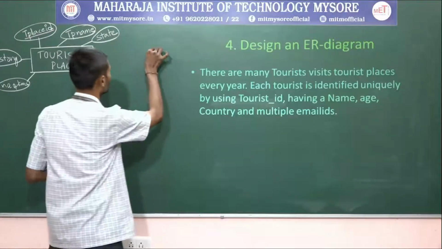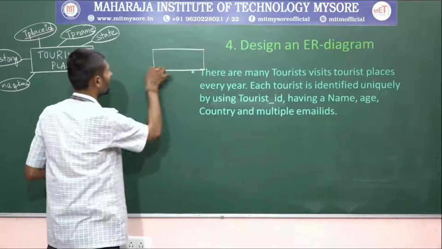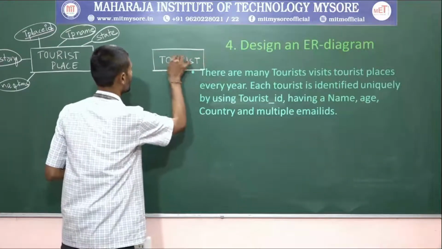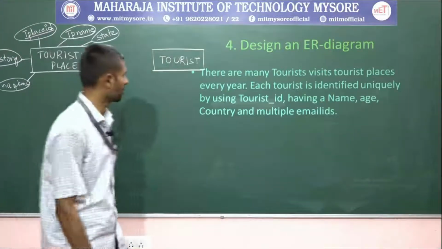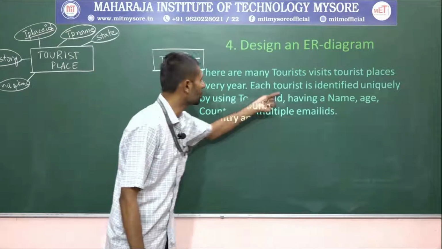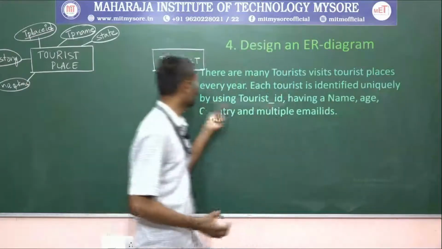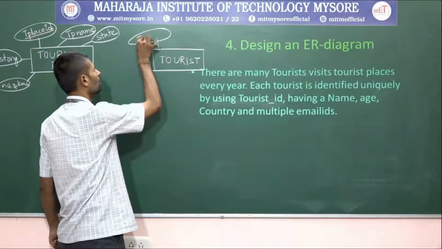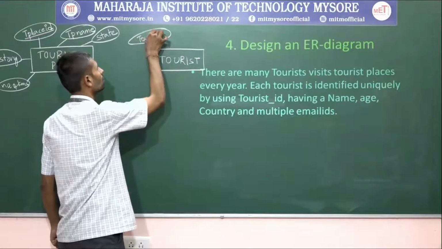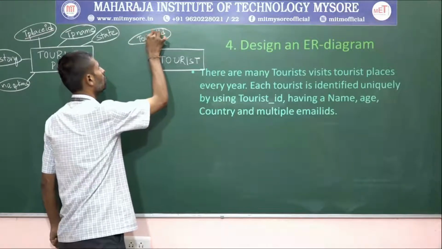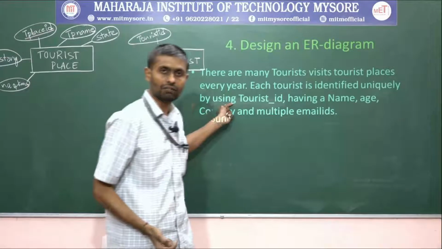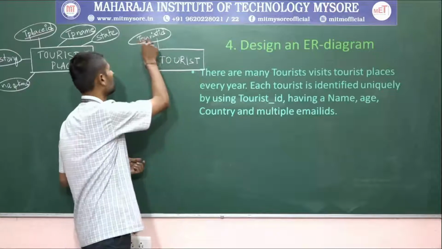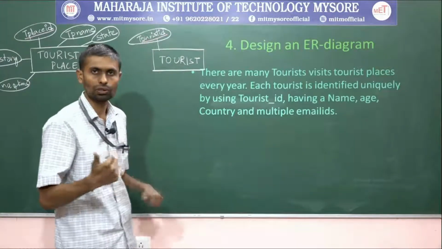So let me create an entity type in the name of what? Tourist. Yes, have created. What next? Next is each tourist is identified uniquely by using what? Tourist ID. It is an indication that the tourist ID becomes an attribute, but what kind of attribute is it? Uniquely identified. Each tourist is uniquely identified based on tourist ID. It is an indication that it is what? A key attribute of this tourist, right?